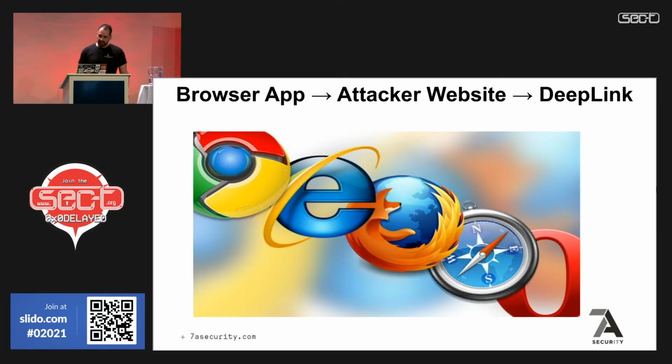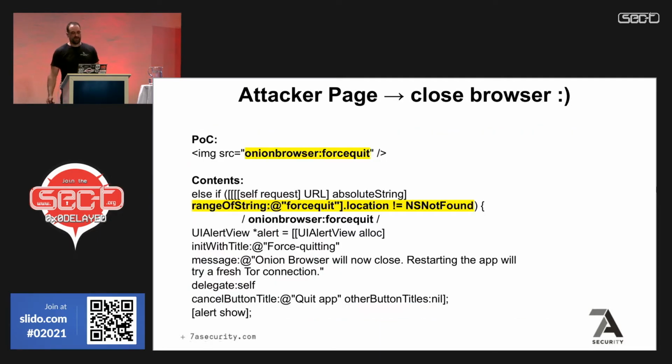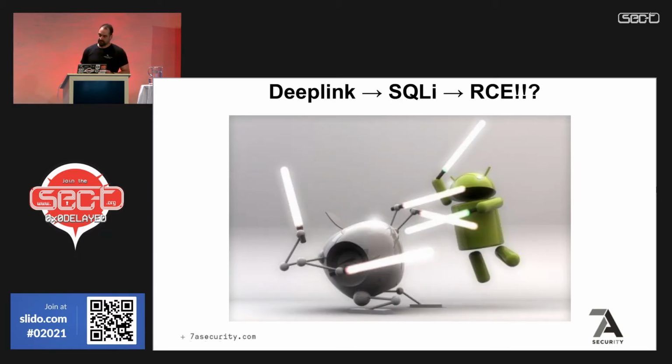Yeah, and now let's look at another scenario. This is a browser application that goes to an attacker website that attacks the deep links, right? So this is a slightly different approach. In this case, this was the Onion browser, one of the early versions in iOS. What we could do is, from an attacker-controlled website, call the deep link from the application and do Onion browser force quit. So if you showed an image like this, the browser would automatically close without any user interaction, right? So you can invoke functionality in the application by using deep links, right? So this is also an interesting vector.